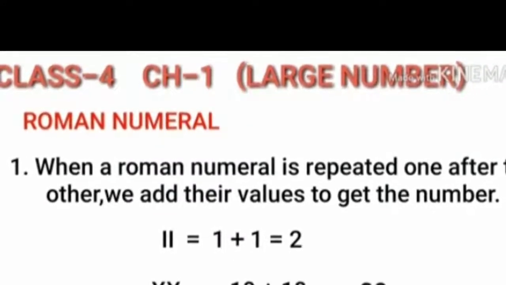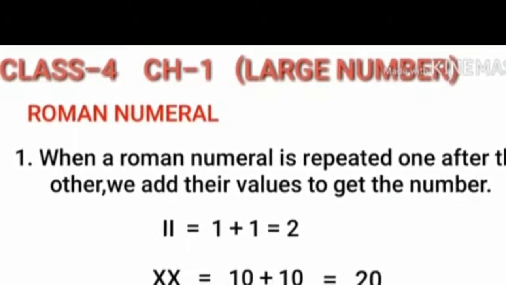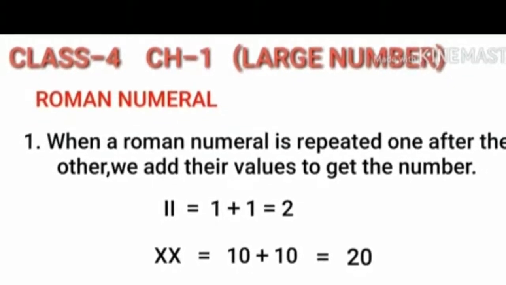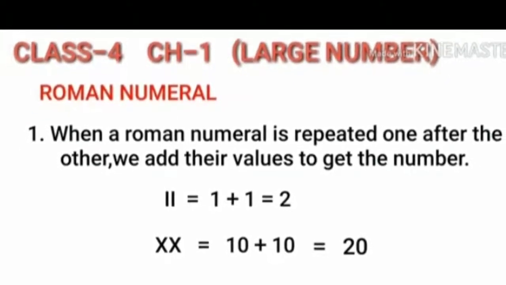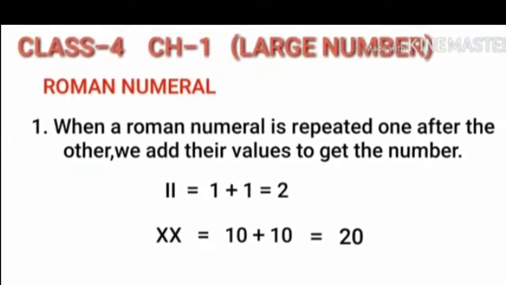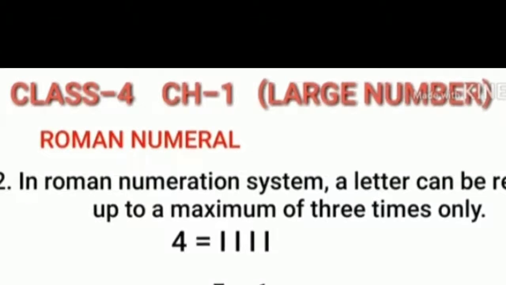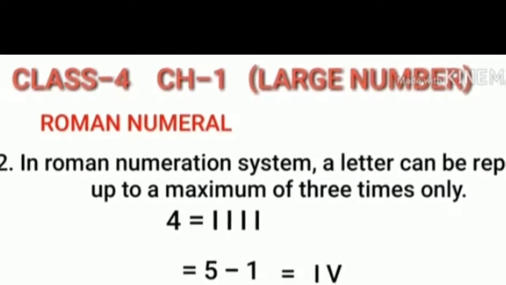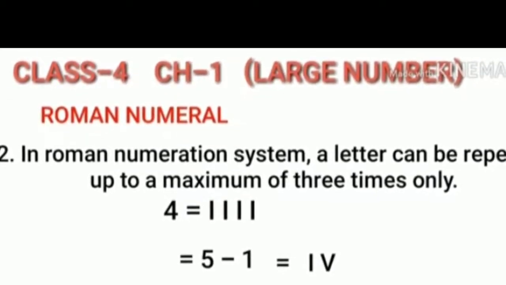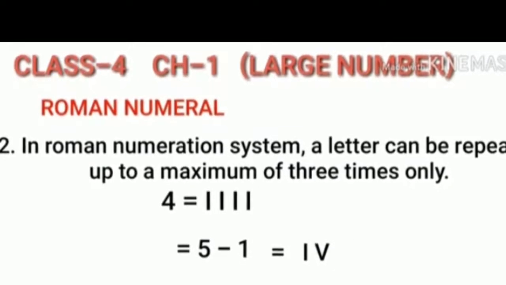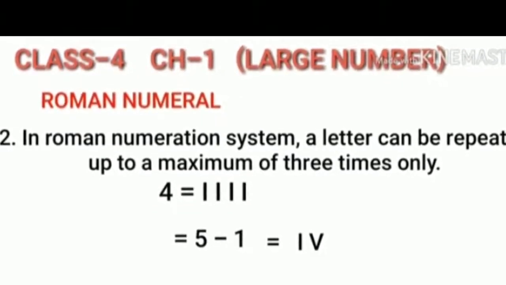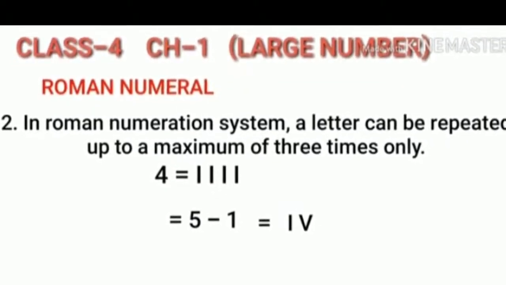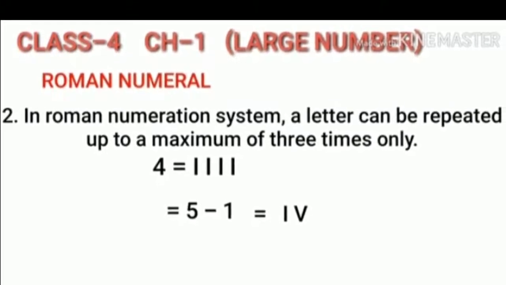Rule number 1: when a Roman numeral is repeated one after the other, we add their values to get the number. For example, since 1 plus 1 is 2, we write 2 as II, or 10 plus 10 is 20, we write it as XX. Second rule: a letter can be repeated a maximum of 3 times only. Like you write 1 as I, 2 as II, 3 as III, but you cannot write 4 as IIII. For this, we write 5 minus 1, and 4 is written as IV.